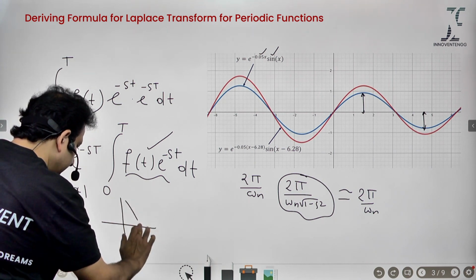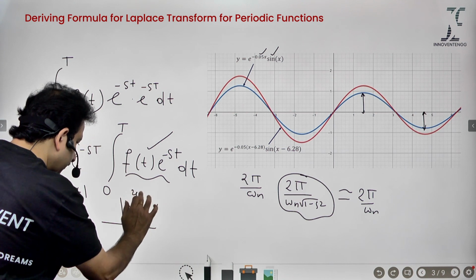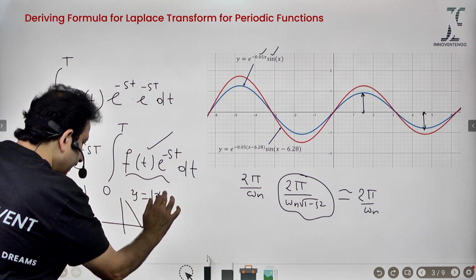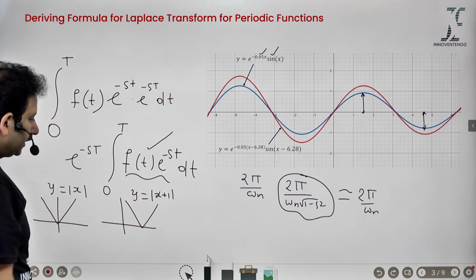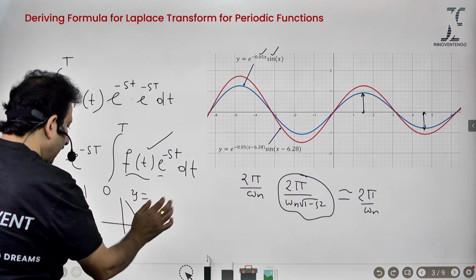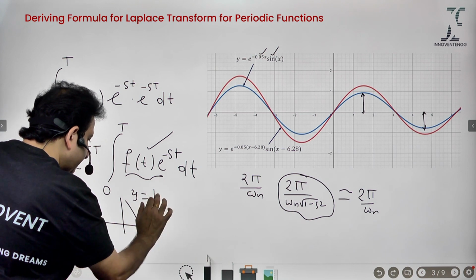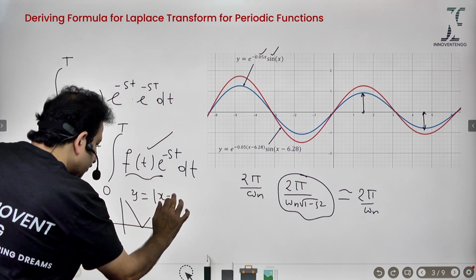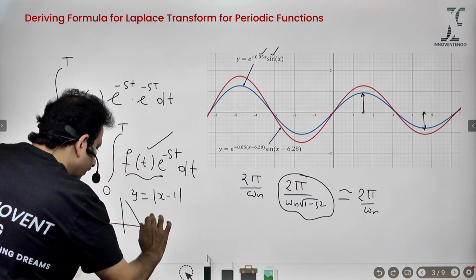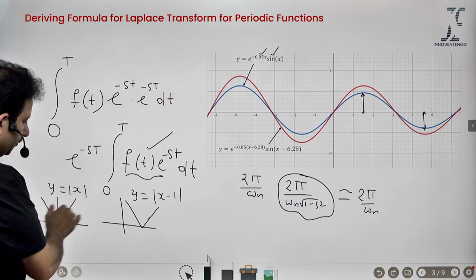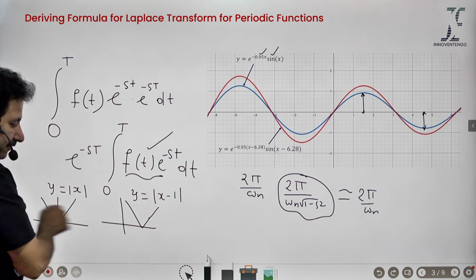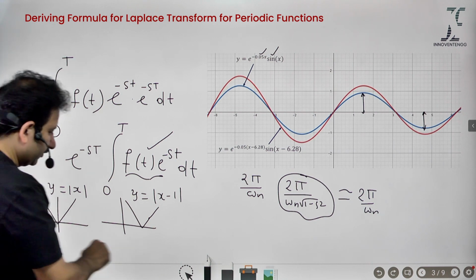The mod function gets shifted. That is, I am talking about y equal to mod x plus 1. That is, if you add 1, what happens? It gets shifted to the left. If you want this to be shifted to the right, what happens? You will have to subtract 1. So the mod function gets shifted forwards.